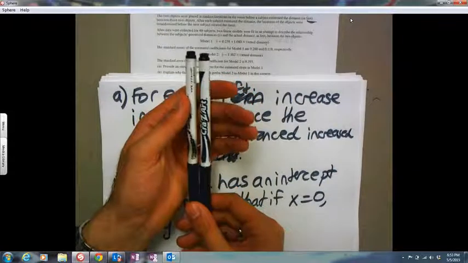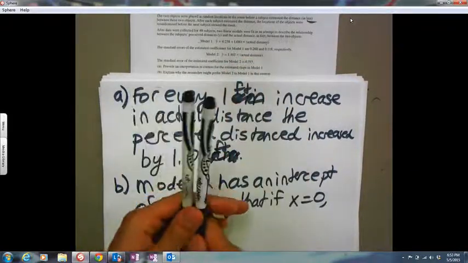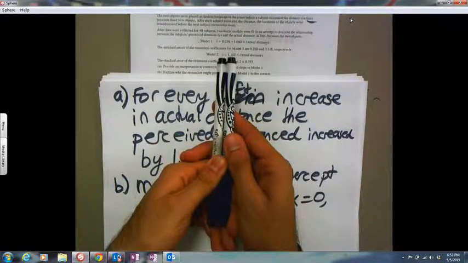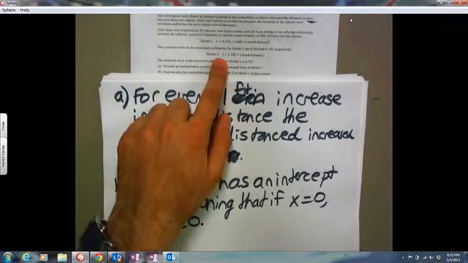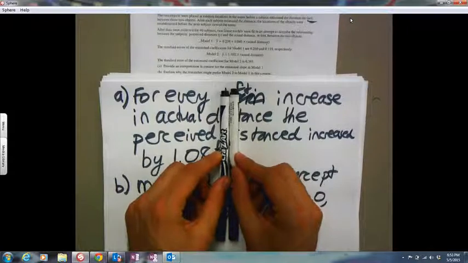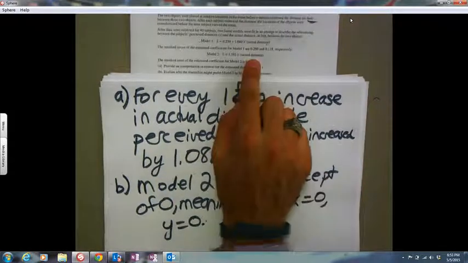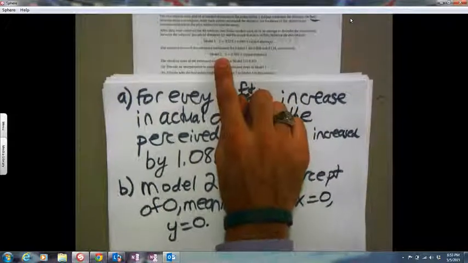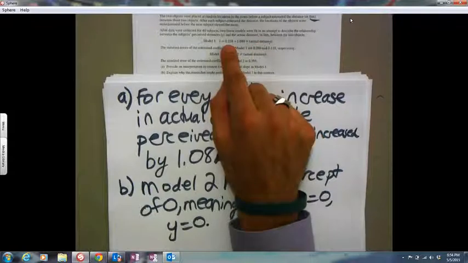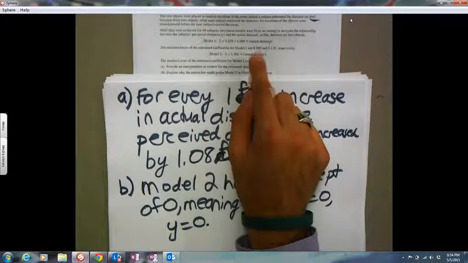So the model, when I plug in 0 for actual distance, in other words, when the objects are touching, the perceived distance, y, what people guess, should also be 0. It's obvious when two things are touching that the distance between them is 0. So I want a model that when I plug in 0 for distance, I get 0 for y. That does not happen over here. Over here, when I plug in 0, I get 0.238. That doesn't make sense. But here, when I plug in 0, I get 0. That's why Model 2 is better.